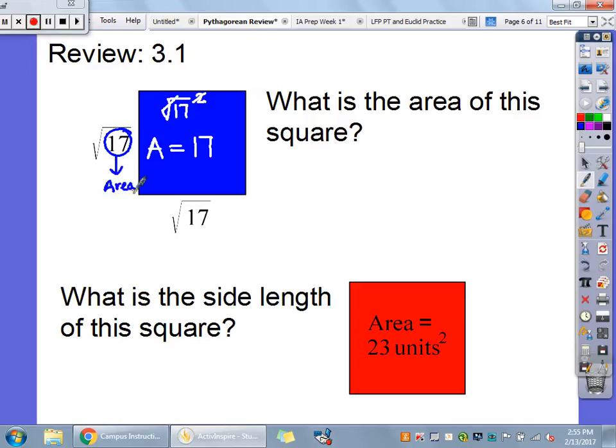All right, down here on the red square, it gives you the area and it's asking you for the side length. So remember, in order to find the side length, all you're doing is taking the square root. So the side length here would be the square root of 23.